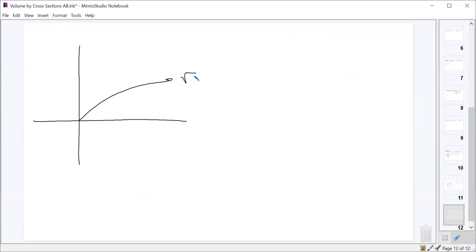Let's just do root x again. But this time I want to revolve it around the line y equals 3. And so let's just cut this off here at 4 again. So I want to revolve this around the line y equals 3, which is going to give me something a little different looking, right? It's going to be like this up here.